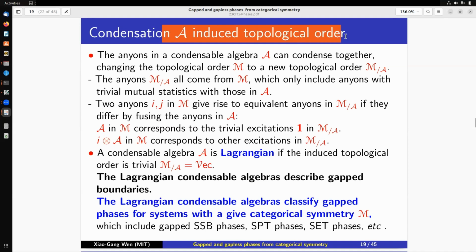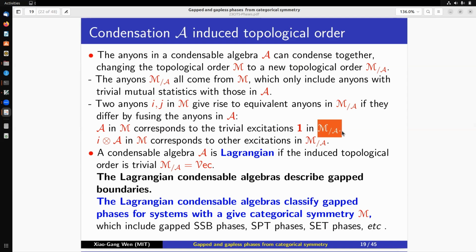Remember, this condensable algebra describes these abelian anyons, which are bosons with trivial mutual statistics, meaning they can condense together. When you condense them, the original topological order becomes a new topological order. If the new topological order is trivial, then that means the condensable algebra is Lagrangian, is a maximum. If the topological order is non-trivial, then the condensable algebra is not maximum, it's not Lagrangian. So we denote this condensation-induced topological order as M/A. If M/A is non-trivial, that means it's a non-Lagrangian condensable algebra.